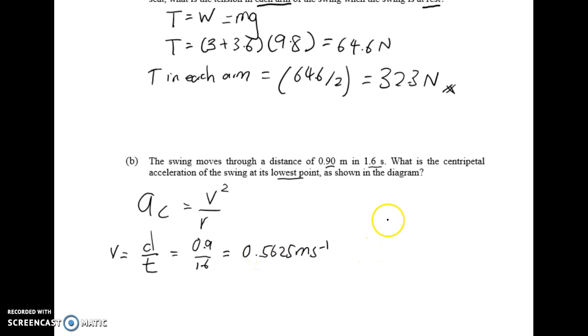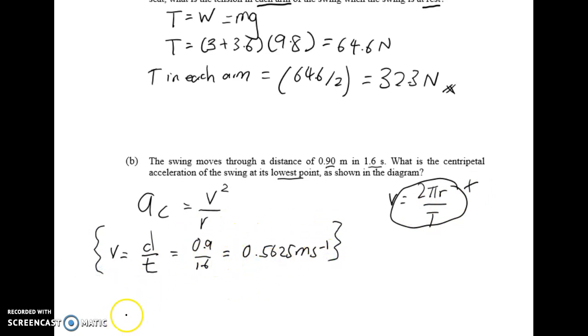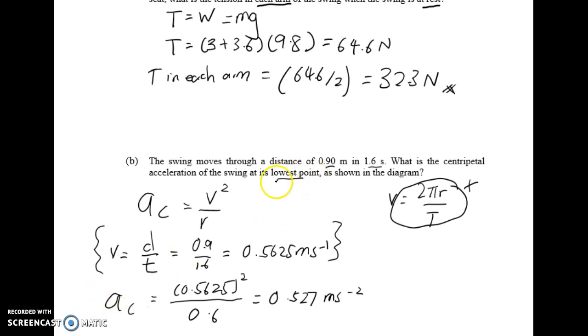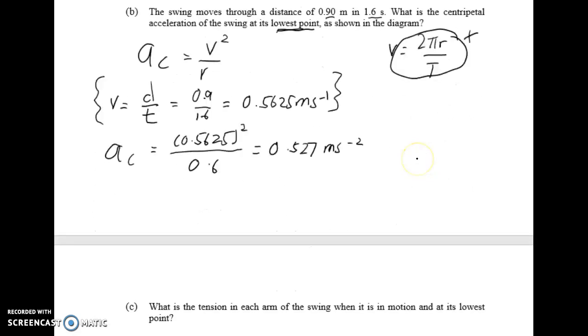And I need to warn you that you cannot use 2 pi r over t. It's tricky because you don't have the time here, the period. So you couldn't use this. You can only use this, based on the best estimation given by the question. So you have to know that you cannot simply use a formula. You have to analyze the situation. So this is v squared over the radius of curvature, 0.6. You have to treat significant figures: 0.527 m/s squared. So this is the centripetal acceleration at the lowest point. Okay, so that's for part B.